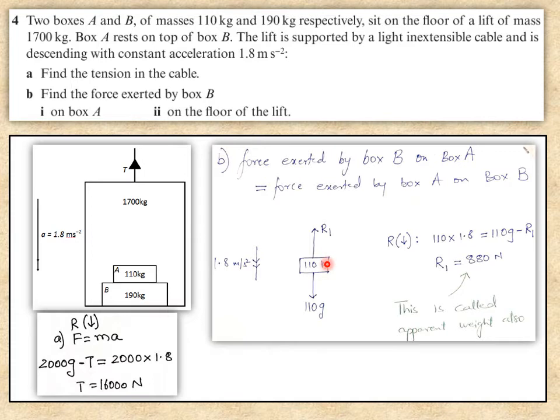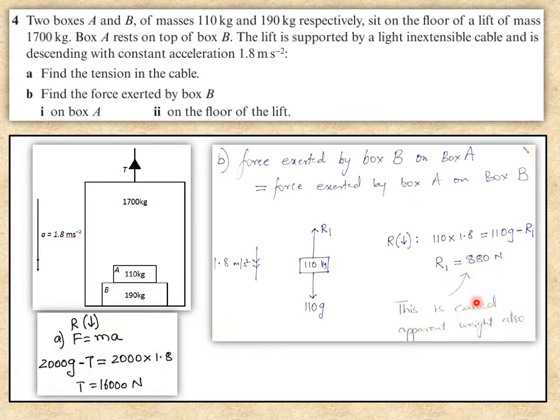The mass of box A is 110 kg. The weight will act downwards, 110 into 9.8. And let us say this is a reaction force because it is on a surface. And the acceleration is 1.8 meter per second square. Again resolving down, this is mass into acceleration equal to force, F equals ma. Downward is positive, upward is negative, and that gives you 880 Newton.